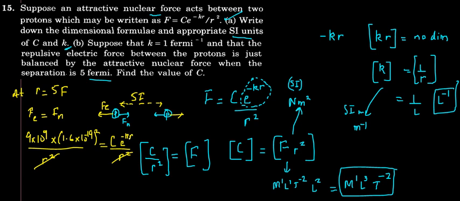Now here we have e to the power of minus kr. K is given as 1 Fermi inverse, so it's 1 by Fermi, and r is 5 Fermi. So the 10 to the power of minus 15 Fermi cancels out, and we are left with e to the power of minus 5. This e is the irrational number, its value is roughly 2.72. You take a power of minus 5 over it, and let's see what we get.